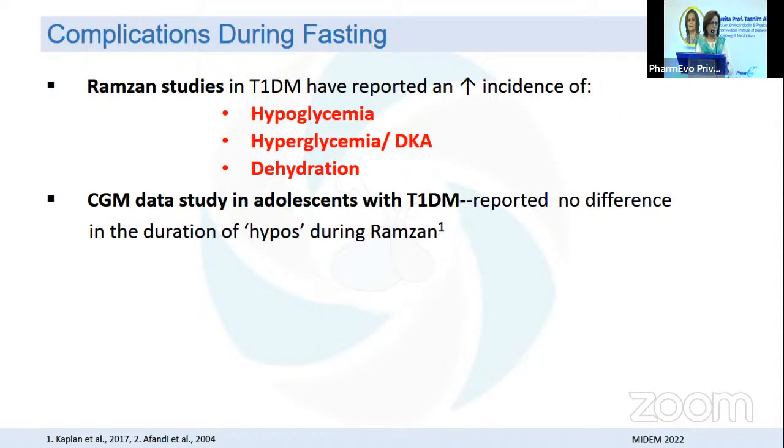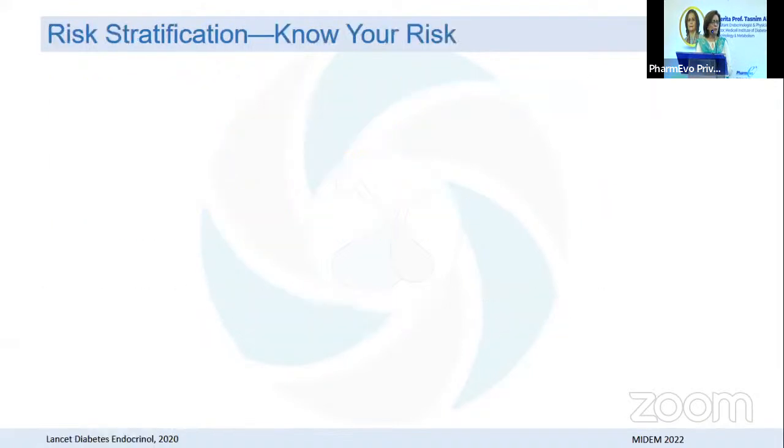Landmark studies have reported an average daily duration of hypo of 1.39 hours per individual, with approximately 70% occurring in the last 6 hours of the fast. That's a no-brainer. We know that hypos are more likely to occur, just as we approach close to breaking the fast. So you need to know your risk.